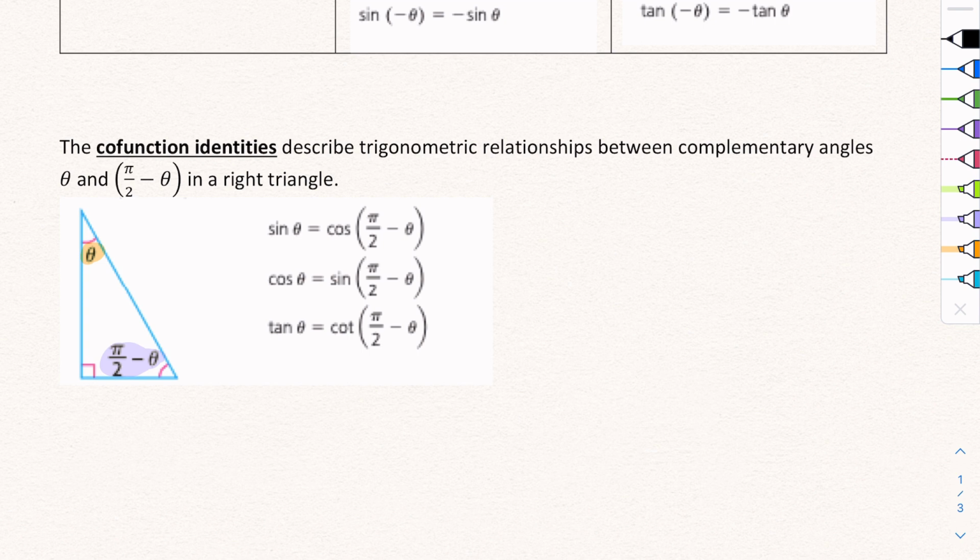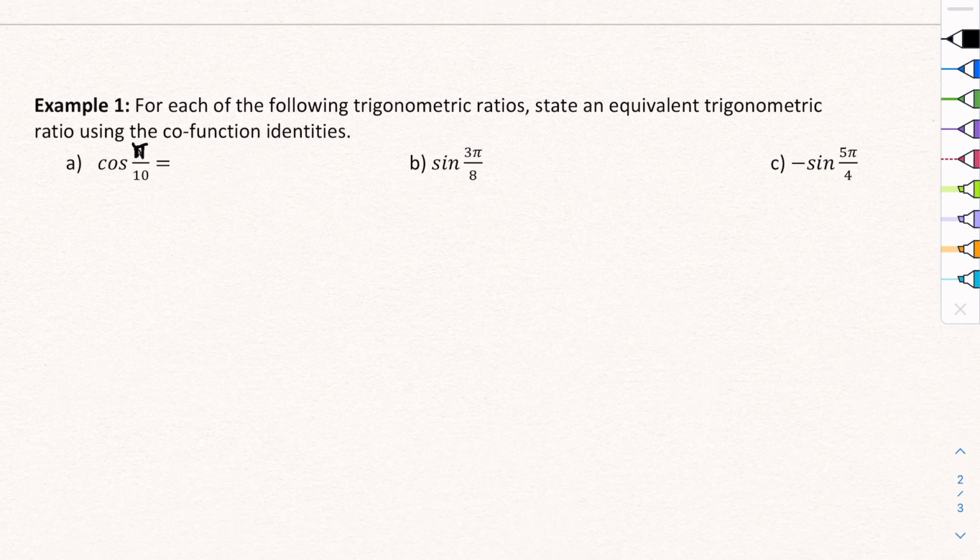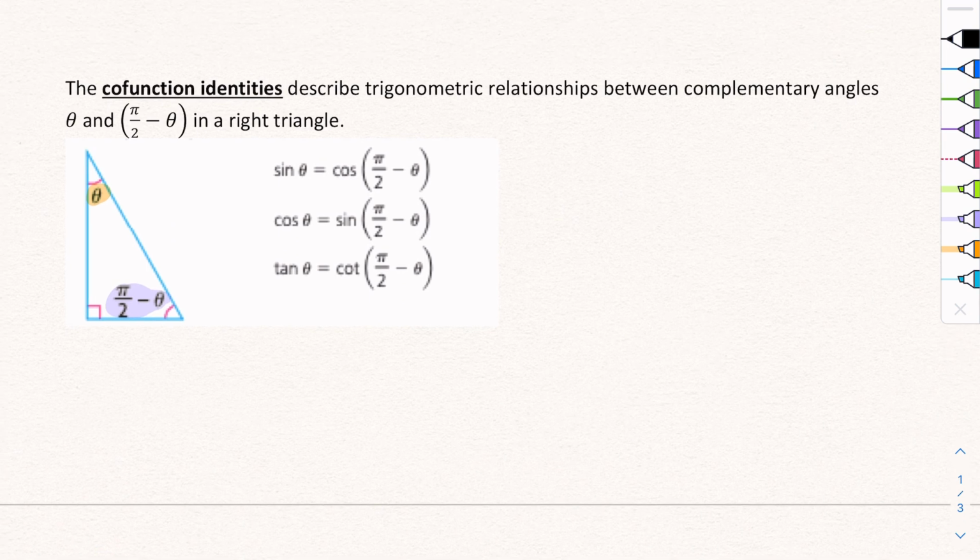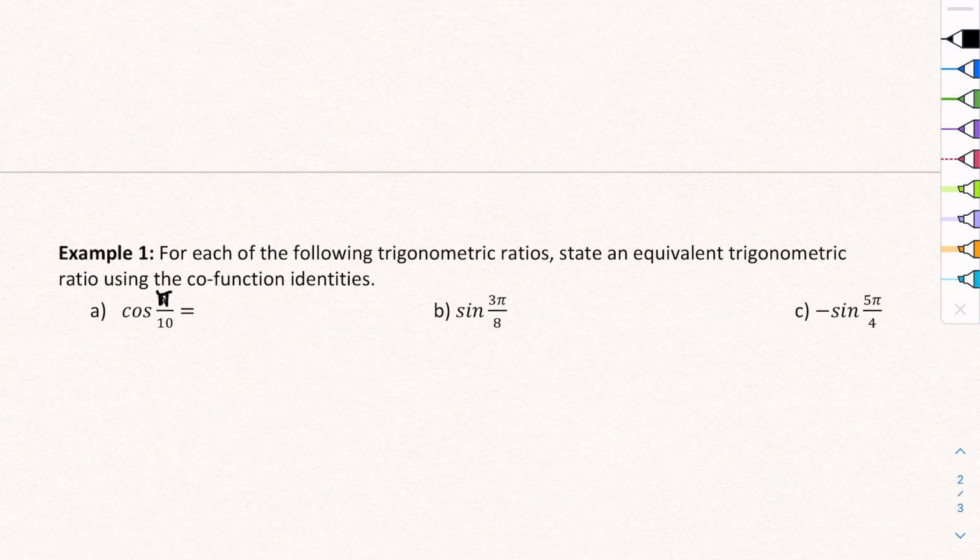Okay, when we're talking about complementary angles, remember we're looking at the degrees here. So for each of these trig ratios, we're going to state an equivalent trig ratio using the cofunction identities. So the first one we're going to look at is cosine pi over 10. So we know that cosine theta is equal to sine of pi over 2 minus theta.